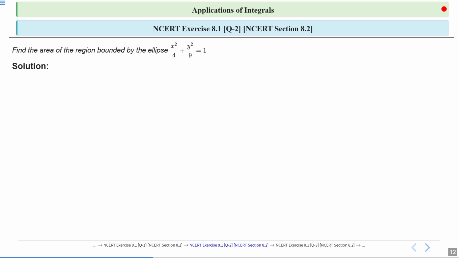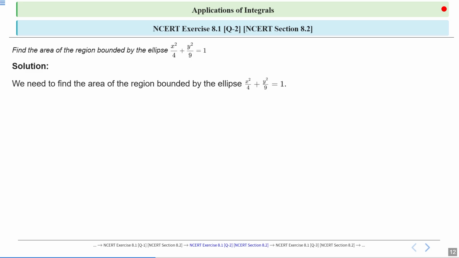So if you recognize the ellipse, it is of the form x square by b square plus y square by a square is equal to 1, because 9 is greater than 4. So here the vertical axis, the y axis, is the major axis. Vertices are (0, ±a), and co-vertices are (±b, 0). a is the semi major axis length and b is the semi minor axis length. Okay, so we need to find the area of the region bounded by the ellipse.